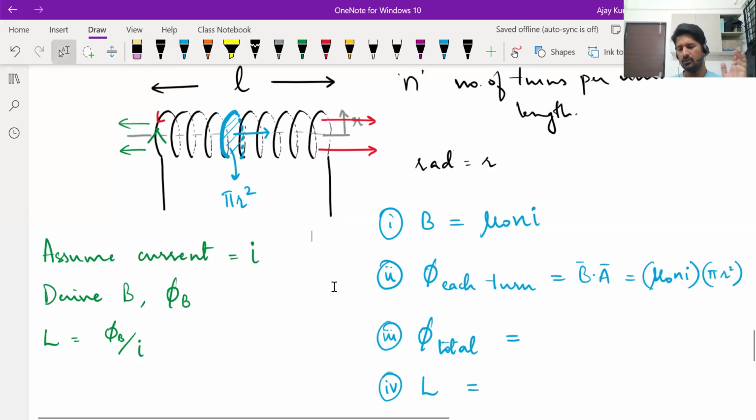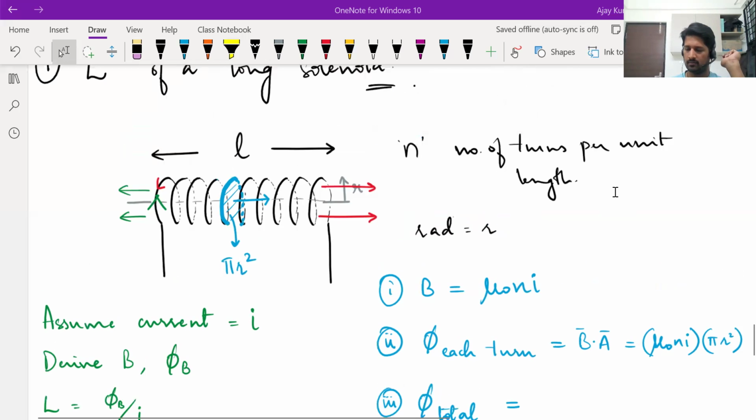Isha, can you tell me how to express the total flux through this solenoid? We got the flux in one turn. How to express the flux in all the turns combined? So we add them. How many times? Or how many turns are there? N times. What is n here?